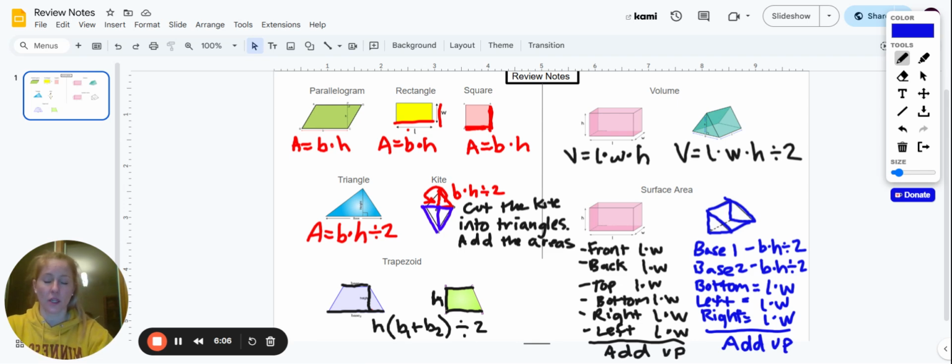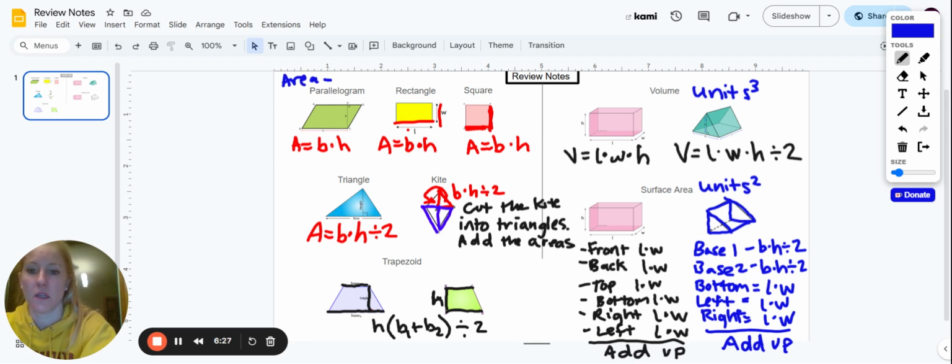All right, one other thing you might want to add on here, when you're labeling volume, it's units to the third power, units cubed. Surface area is whatever units you have, centimeters, inches, whatever, to the second power. And then area over here for all of the shapes on the left is always units squared for area as well. Some people are getting a little confused about how to label all of their answers.